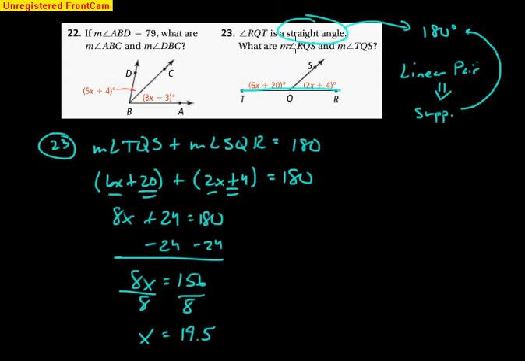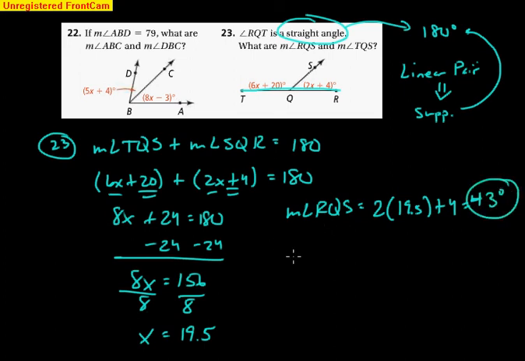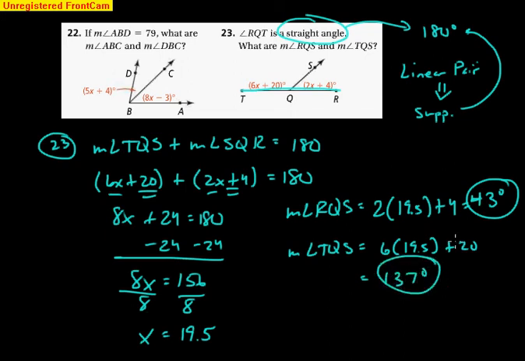19.5. But they don't want x, they want the measure of the two angles. So the measure of angle RQS is the one on the right here, 2 times x plus 4. That's 39 plus 4. That is 43 degrees. Notice I put degrees. The measure of angle TQS is 6 times 19.5 plus 20. That is 6 times 19.5 is 117, and add 20 is 137.